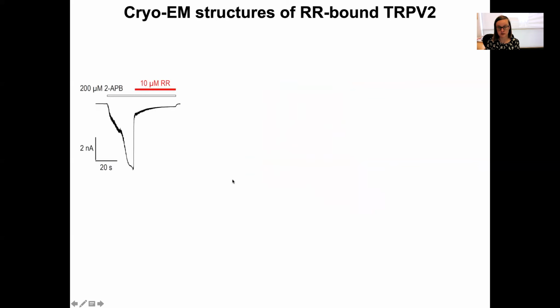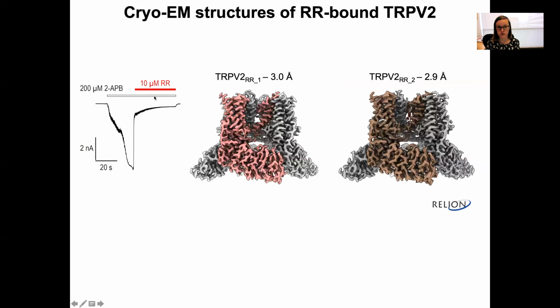We also looked at ruthenium red, the compound that binds inside the pore of the channel and blocks it. We know that it is a very potent blocker. So what we did next, we solved the structure of the channel in the presence of ruthenium red. We were able again to resolve not just one conformation but two, one of which we called ruthenium red 1 and another we called ruthenium red 2. This one represents a common apo state. And here we saw some density inside the pore that we were able to assign to ruthenium red.